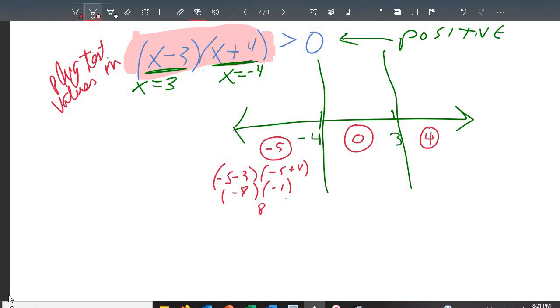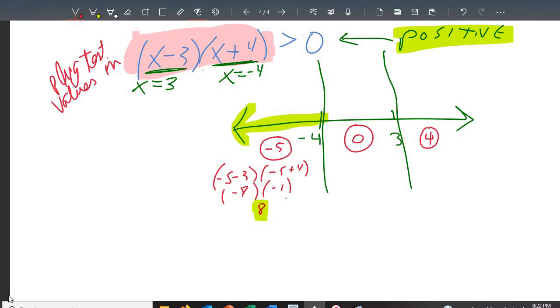Now, we said earlier, this must be positive. The number I get when I do this substitution must be positive. Well, guess what? That's a positive number. That means this is the region I shade. My test value generated a positive number, and that's what we were looking for, so I shade that part that gave me the positive number.